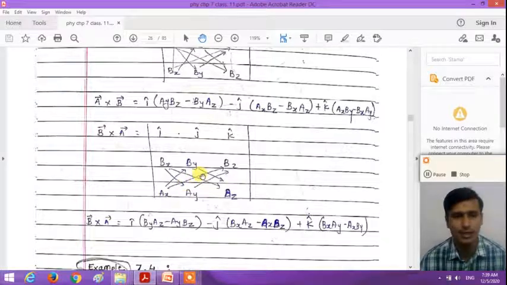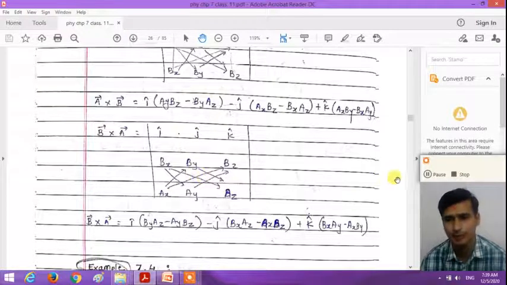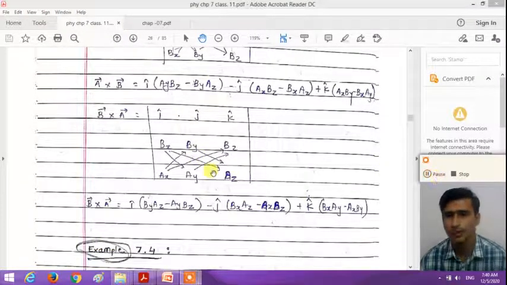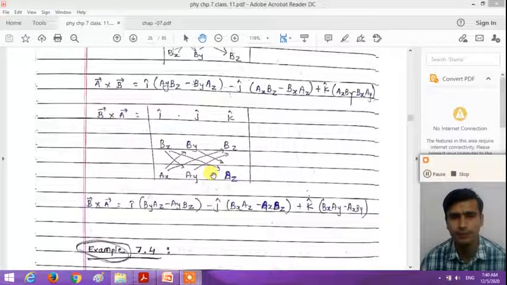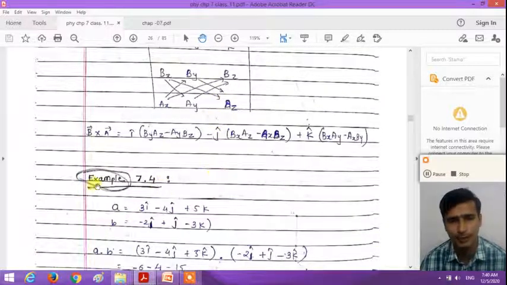Understand, dear student, how we can find a cross b and b cross a. Remember that a cross b and b cross a have the same magnitude but opposite direction. So now, dear student, we will take one example to find the scalar product of two vectors and the vector product of two vectors.